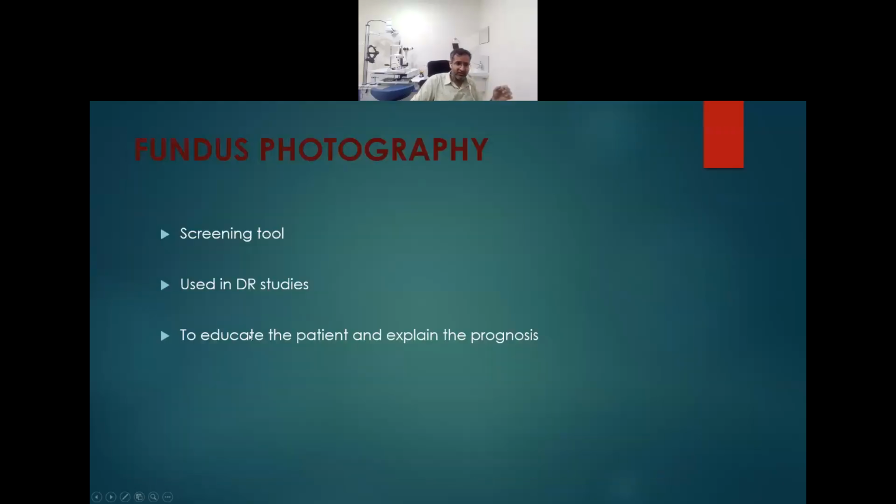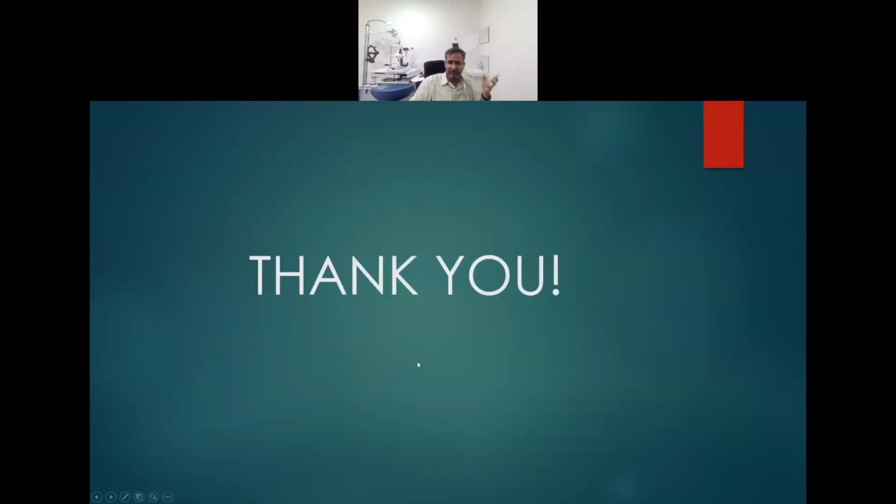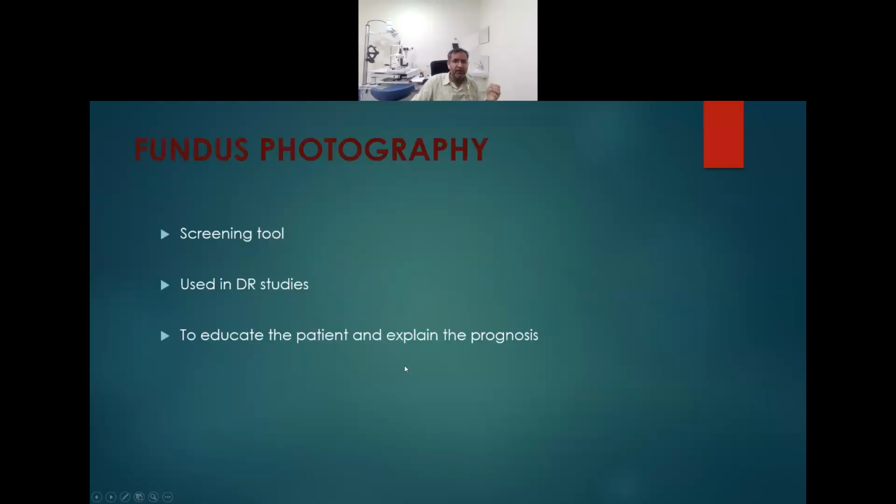Fundus photography is used as a screening tool, as already told. It is used in various diabetic retinopathy studies, and it's a good tool to educate the patient and explain the prognosis. And with this, we thank you.